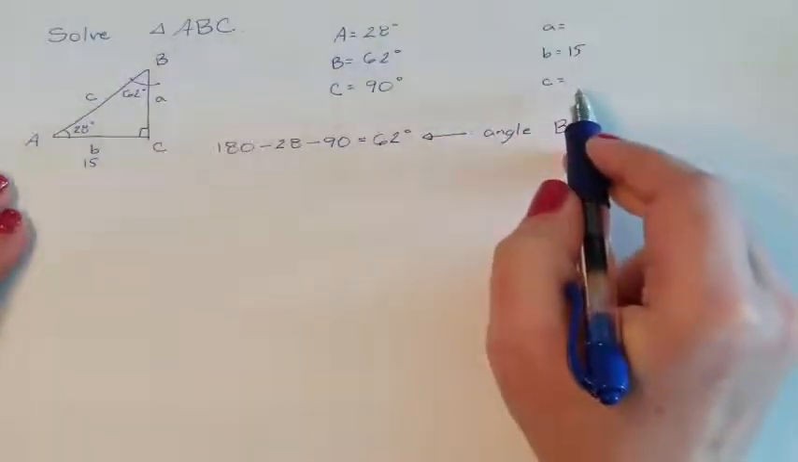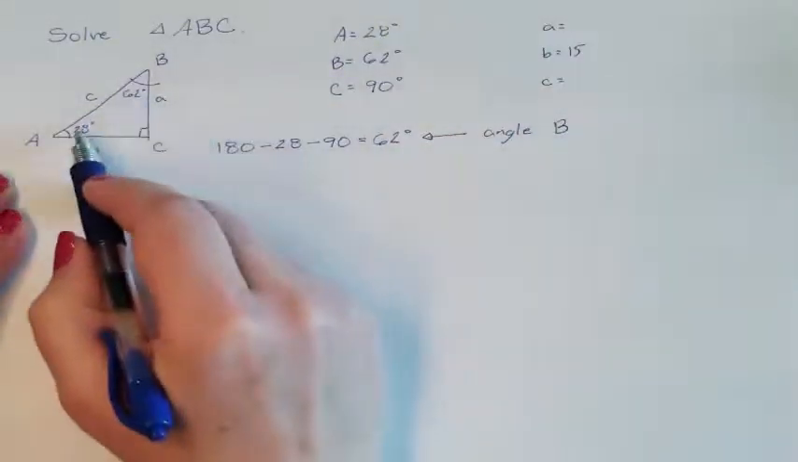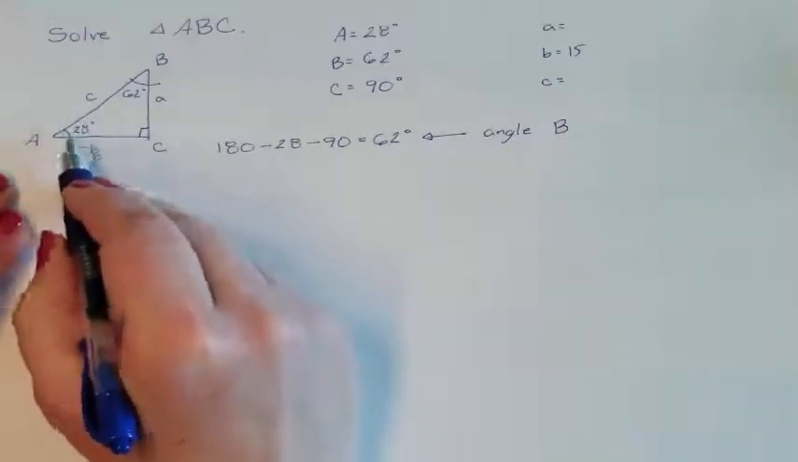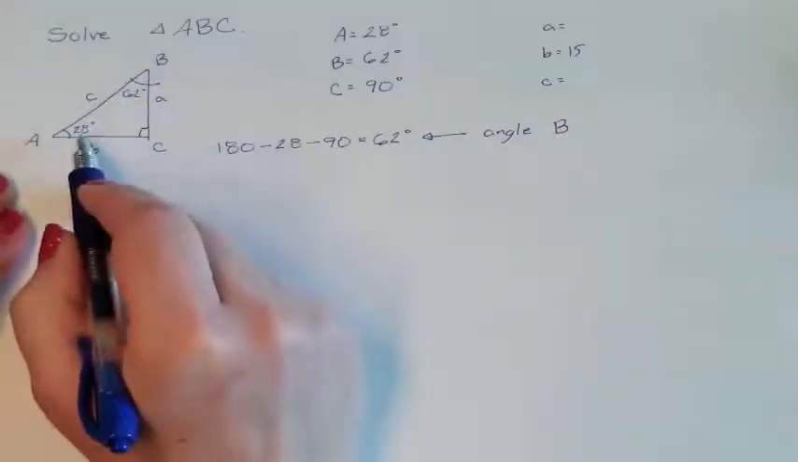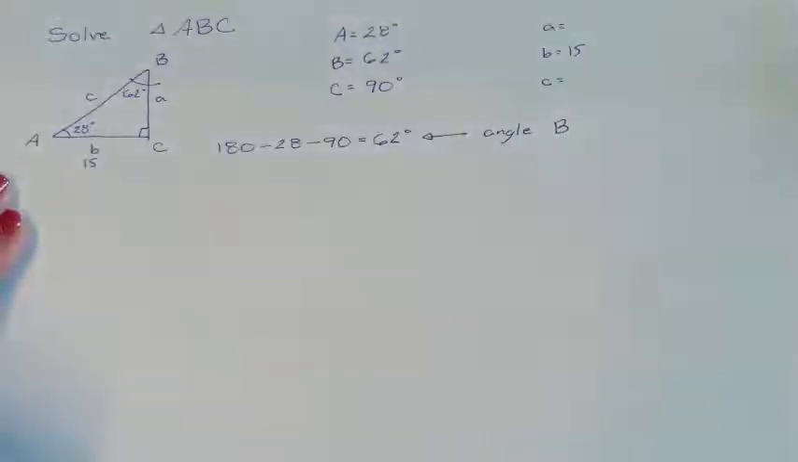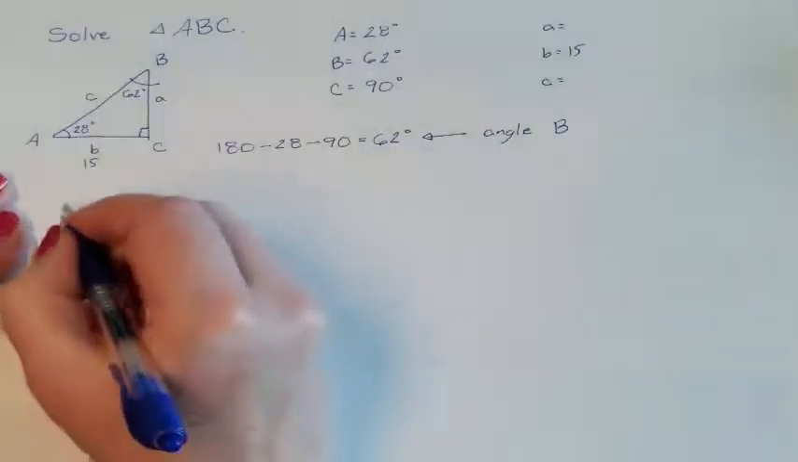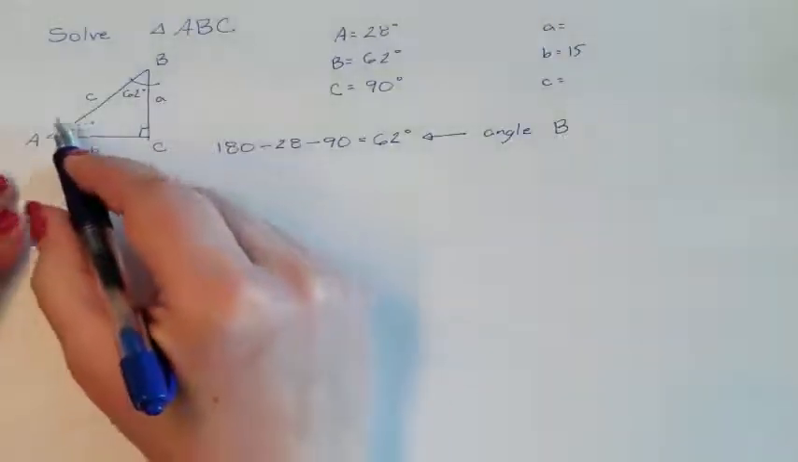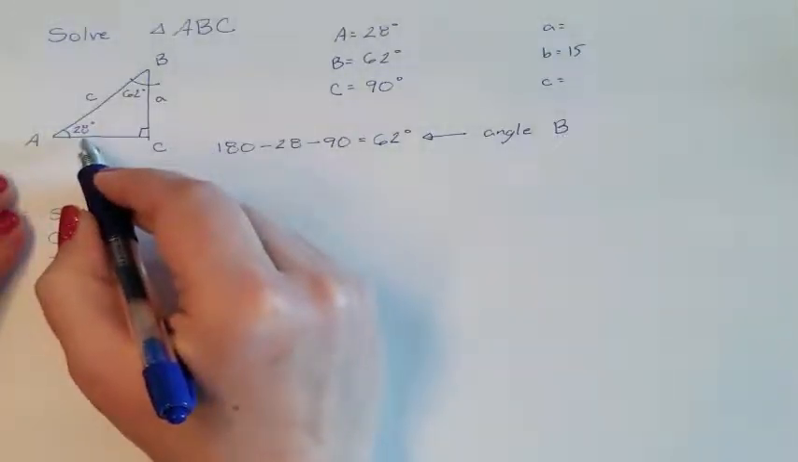So now I need to find my 2 side lengths. Now that I have 2 angles, I can use whichever one that I want. Notice that they are not the 45, 30, 60 that we are used to using, so we're actually going to have to use a calculator now. So I need SOHCAHTOA, and I need to pick one angle to work from. I'm going to work from angle 28 degrees, angle A.